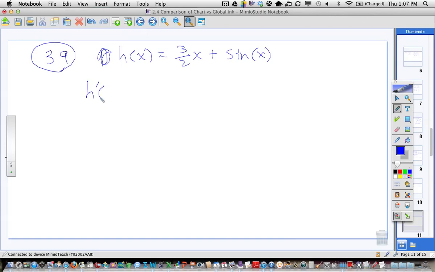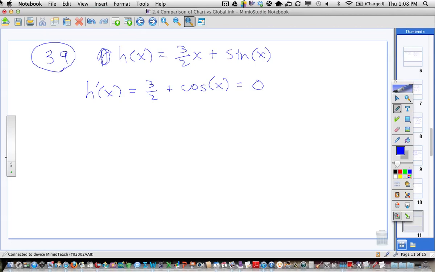H prime, right? So we're going to do the derivative. The derivative of 3/2 x is 3/2, plus cosine x, the derivative of sine being cosine. And we said you should set it equal to 0. Now, quite honestly, on this one you could get away without setting it equal to 0, but most times you're not going to. You're going to think set equal to 0, because I told you that. Do the derivative, set equal to 0, make sure you have the point. However, look at this.